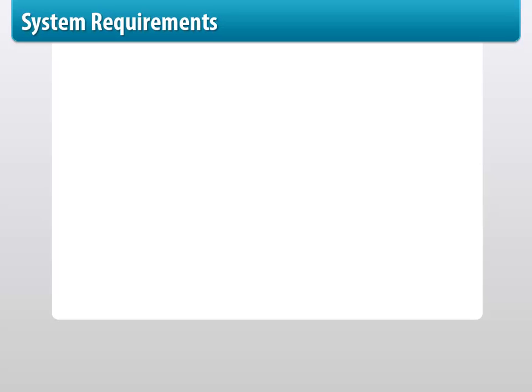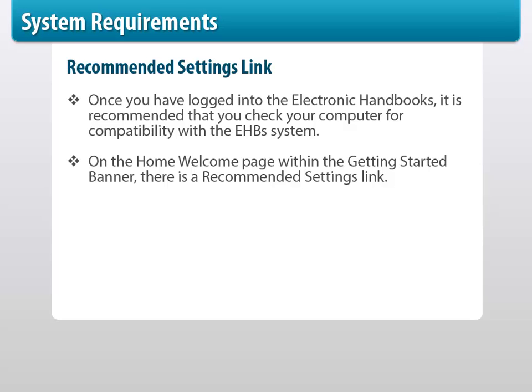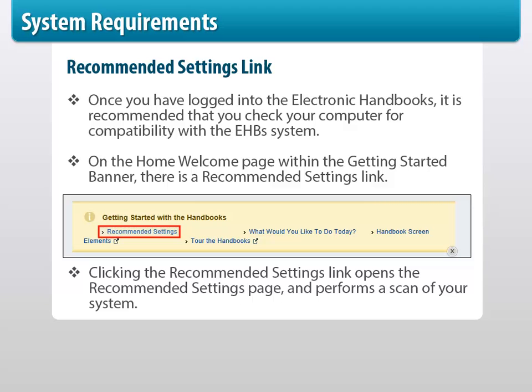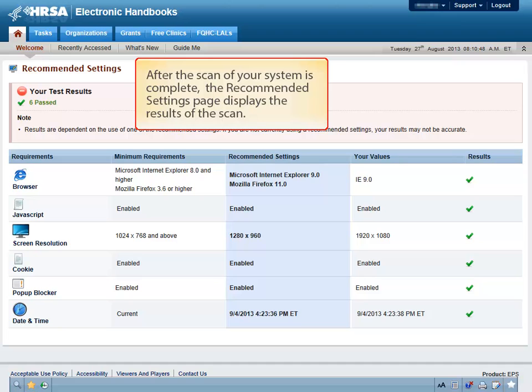System requirements. Recommended settings link. Once you have logged into the electronic handbooks, it is recommended that you check your computer for compatibility with the EHBs system. On the home welcome page within the Getting Started banner, there is a recommended settings link. Clicking the recommended settings link opens the recommended settings page and performs a scan of your system. After the scan of your system is complete, the recommended settings page displays the results of the scan.